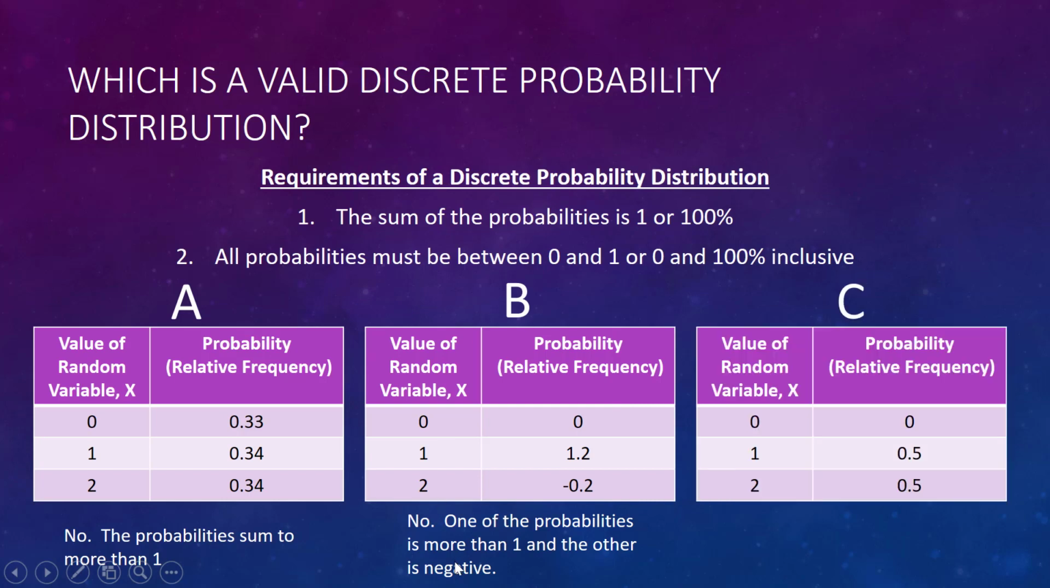How about this distribution? Again, pause this video, write down your answer, and then unpause it. So this is a valid probability distribution. All the probabilities are between 0 and 1 inclusive, and when you add them together, the probabilities sum to 1.